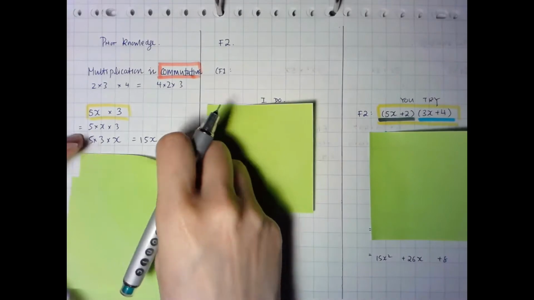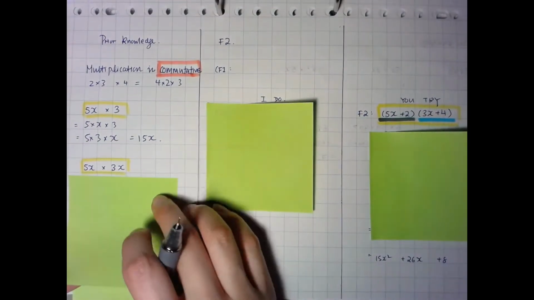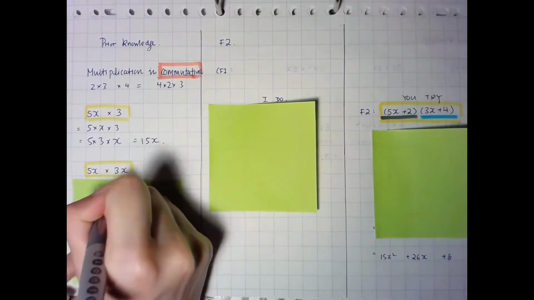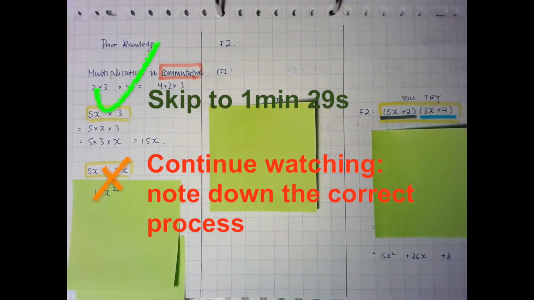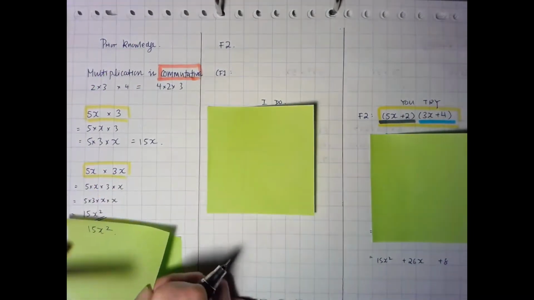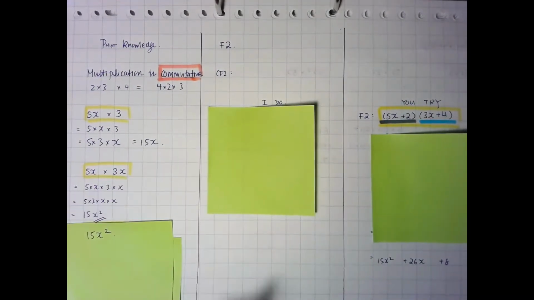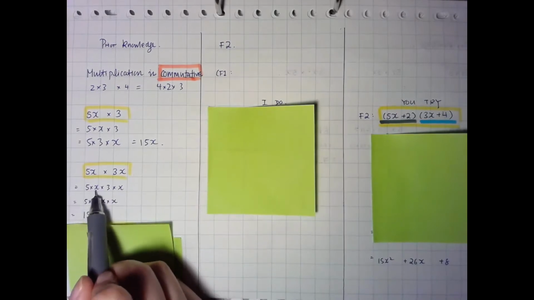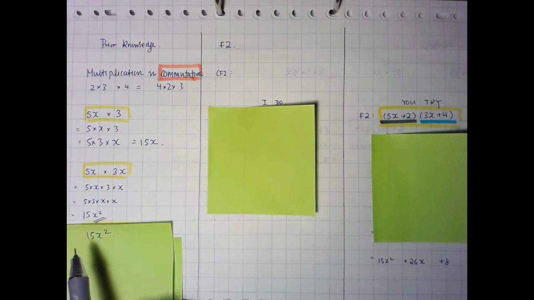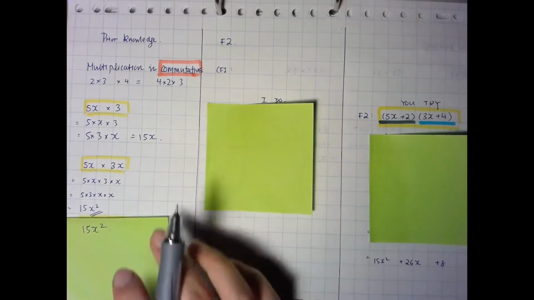Okay, can you give this one a go yourself, please? Answer should be 15x squared, because you're just rearranging the terms like that. 5 times x times 3 times x, you put the 5 and the 3 together to give you 15. Multiply the x and the x together to give you x squared.